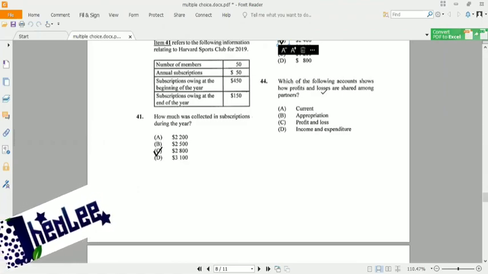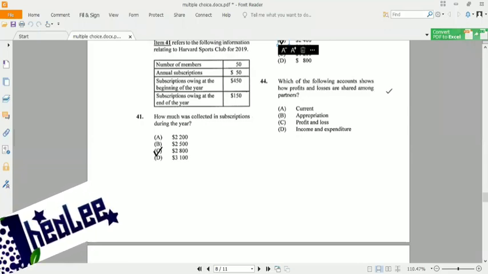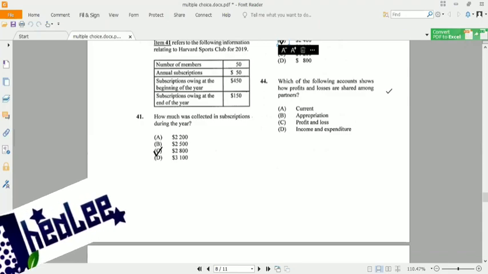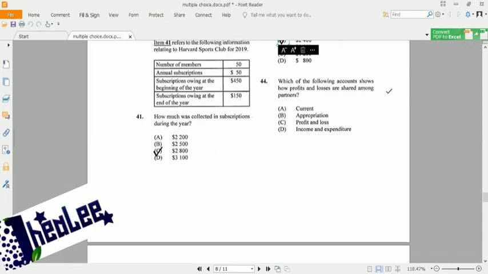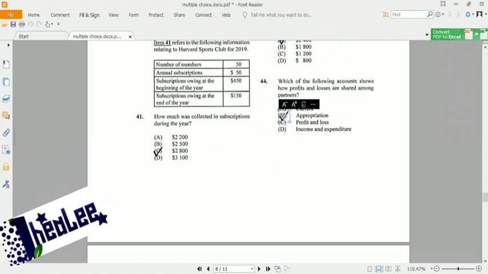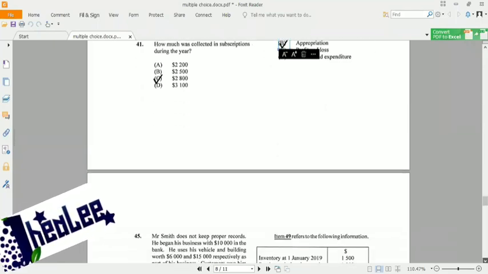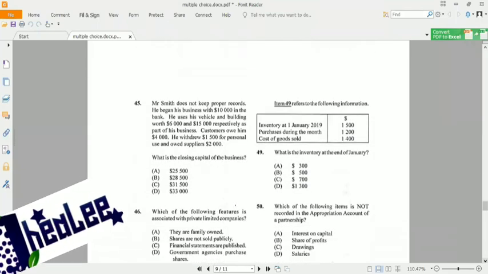Which of the following accounts shows how profits and losses are shared among partners? Which account shows how you share the profits and losses for the partners? Appropriation. Yes, appropriation. Good. Excellent. Excellent. Shanice's iPhone said B before you even did the question.